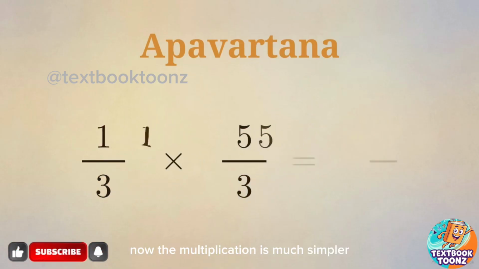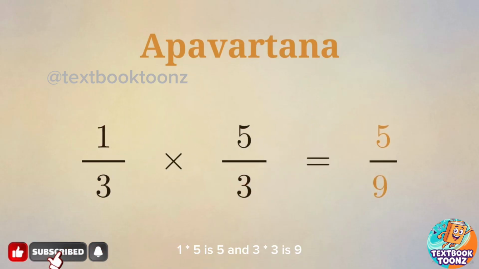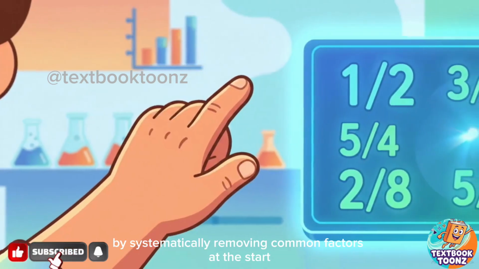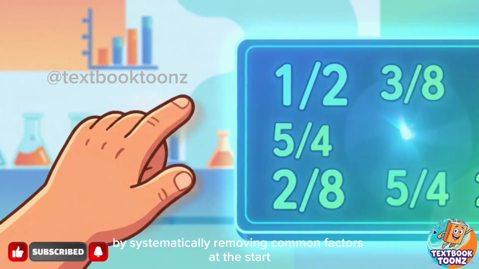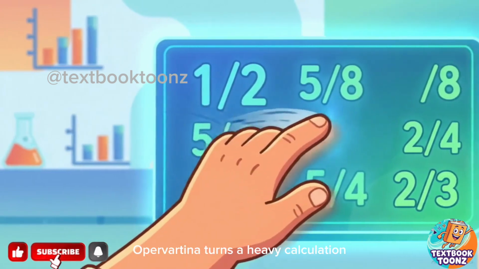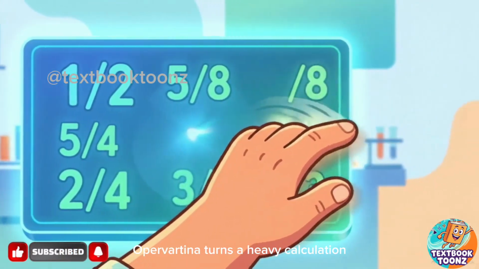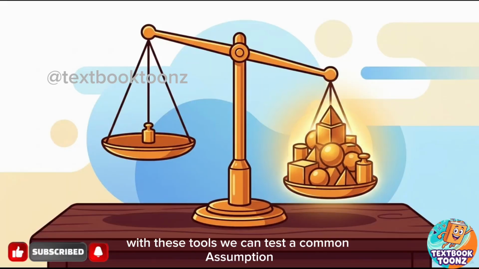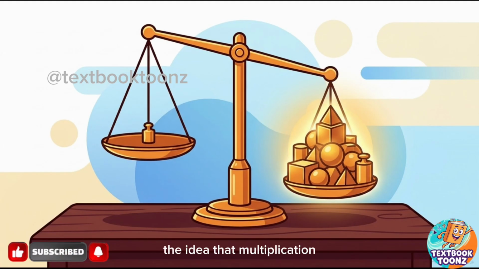Now the multiplication is much simpler. 1 times 5 is 5, and 3 times 3 is 9, giving us the final product of 5/9. By systematically removing common factors at the start, Apavartana turns a heavy calculation into much more manageable arithmetic. With these tools, we can test a common assumption, the idea that multiplication always results in a larger number.